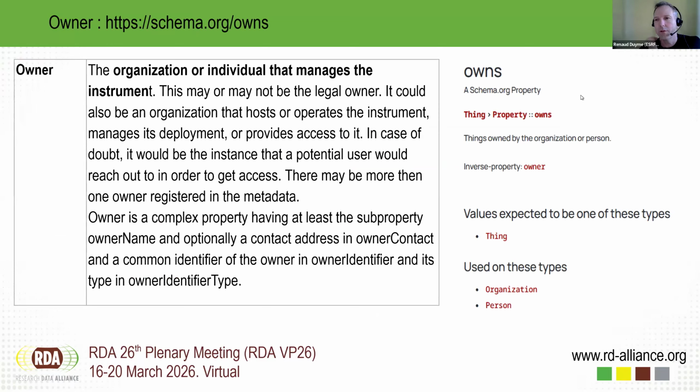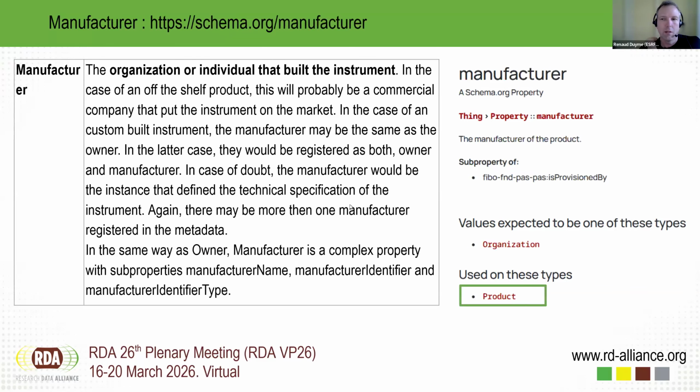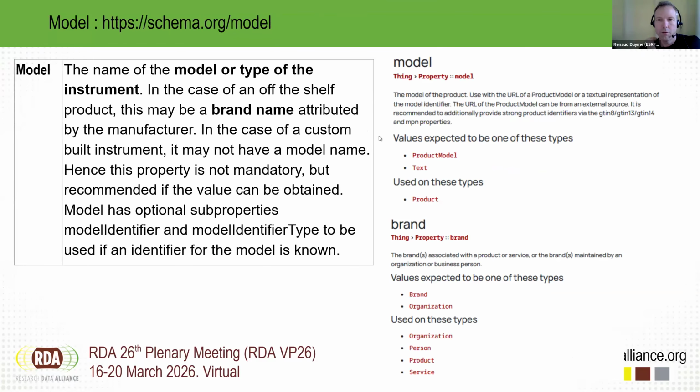So here you have the definition and the types that exist in schema.org. For the owner, manufacturer, it's the same: it's directly on the type product. It's not inherited from the thing object. The model, as well, is directly available in the product type. You also have the brand object that can be used. It's mentioned in PDINST, so you can use the brand object as well.